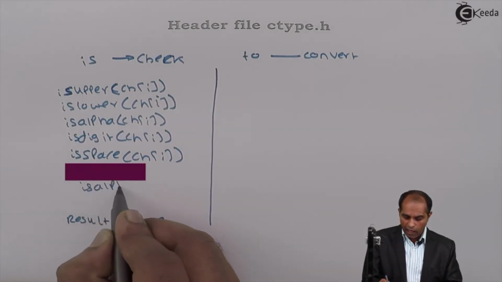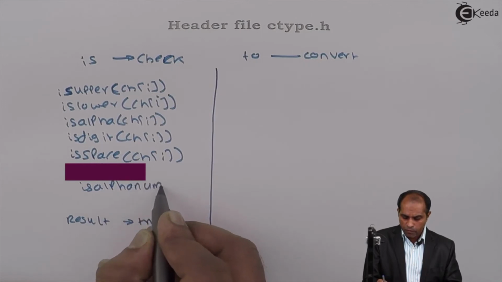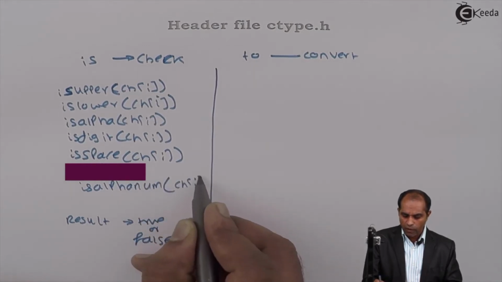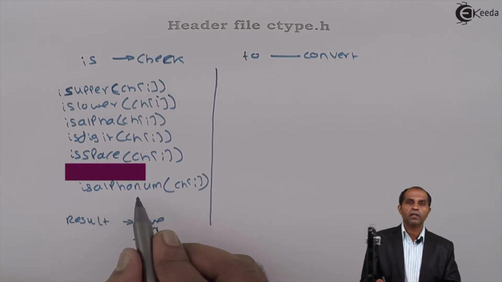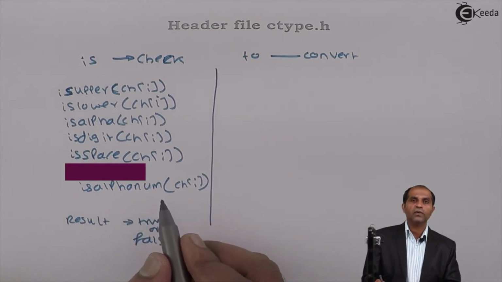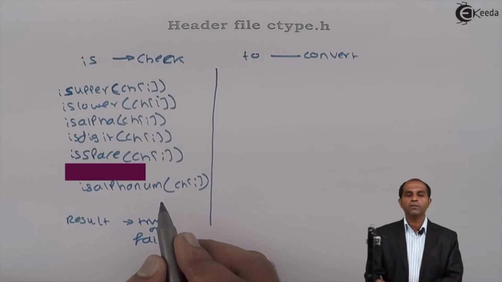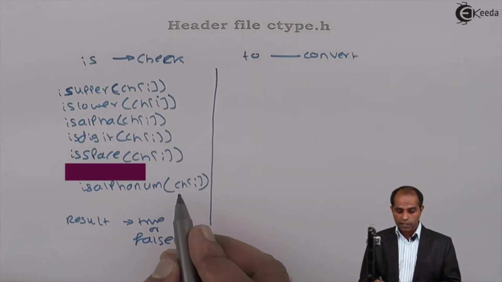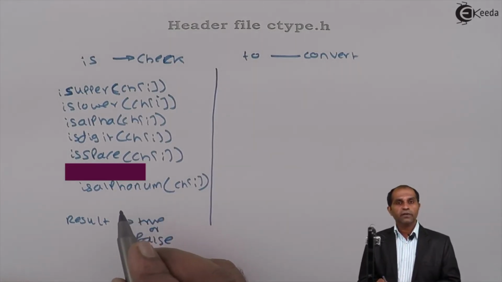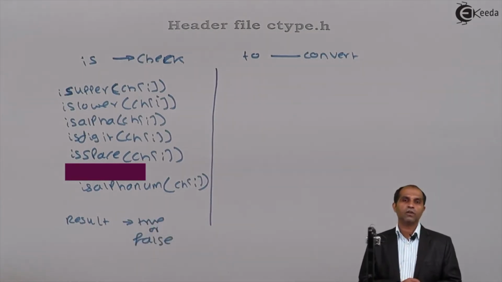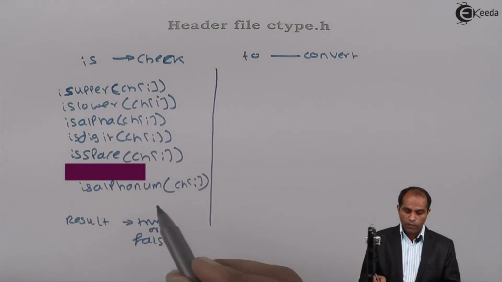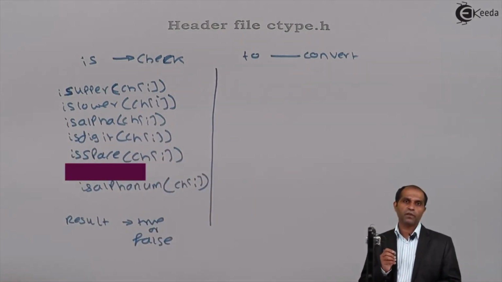isalnum ch of i. What does it do? It will check whether ch of i is an alphanumeric character. If it is an alphabet or a numeric character, it will return a value called true. Otherwise, it will return a value called false. So basically, all these functions perform a check.